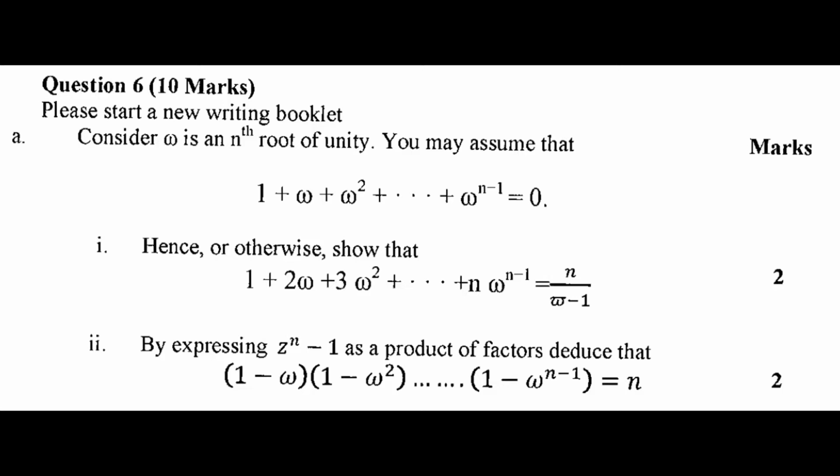Part 1 tells us hence or otherwise show that 1 plus 2 omega plus 3 omega squared and so on, all the way up to n omega to the n minus 1, that is equal to n on omega minus 1. And then part 2 says by expressing z to the n minus 1 as a product of factors, deduce that 1 minus omega times 1 minus omega squared and so on, up to 1 minus omega to the n minus 1 is equal to n.